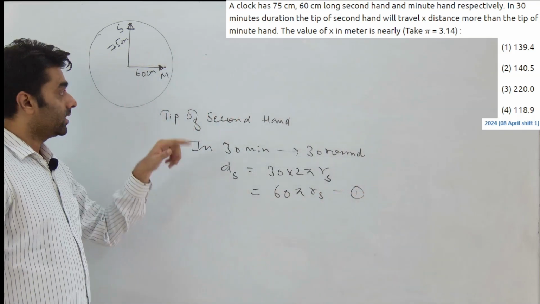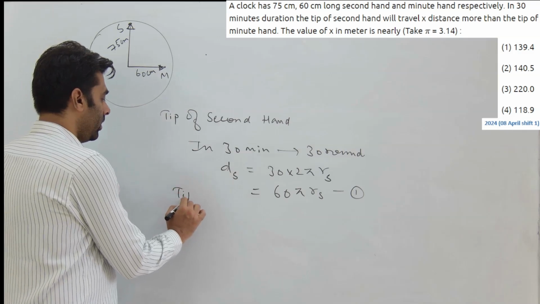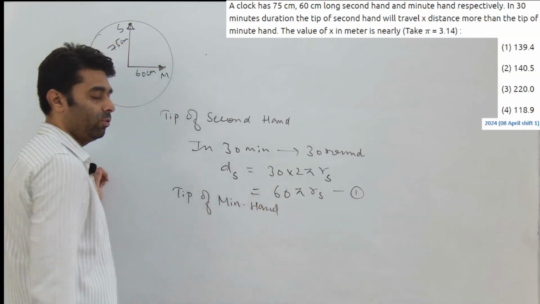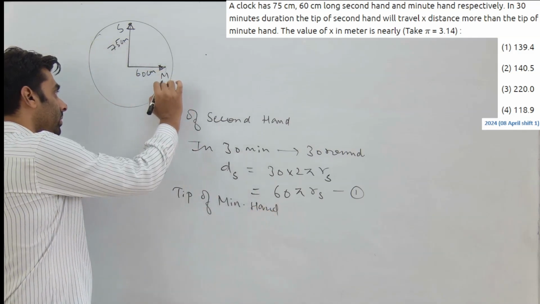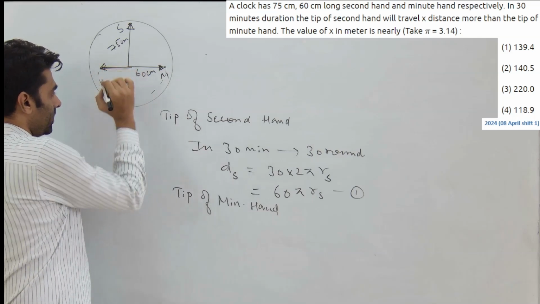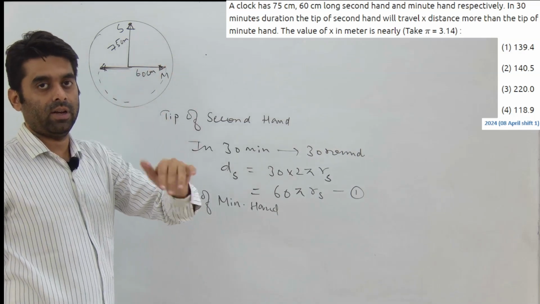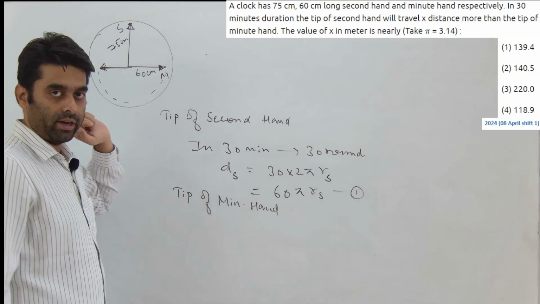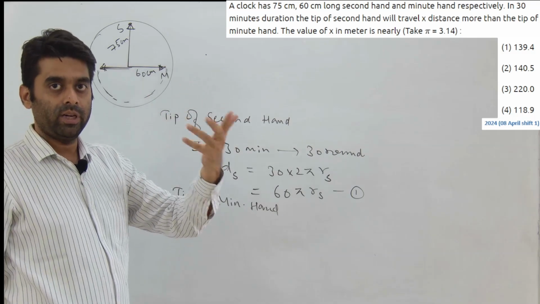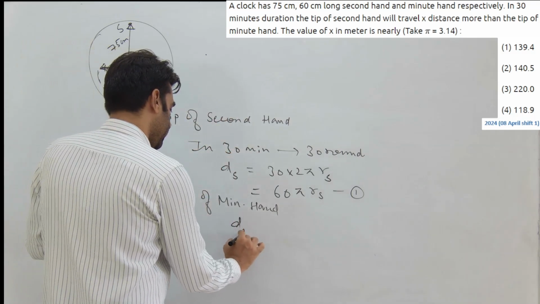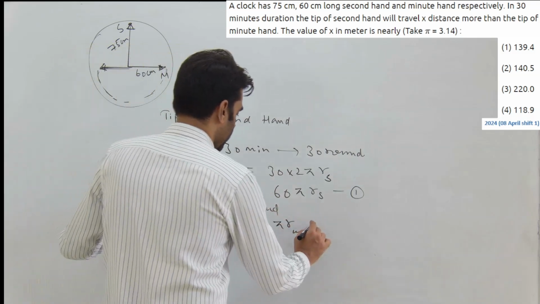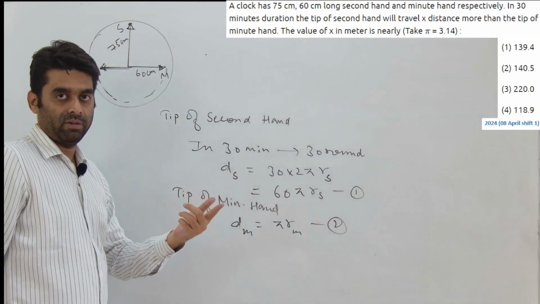Fine, well and good. Next, let's talk about the tip of the minute hand. If you focus on the tip of the minute hand, in 30 minutes it will come over here. This minute hand will be reaching this position, because in 1 hour it will complete 1 round. So in half an hour, that is 30 minutes, it will go to the opposite end. So how much distance has it traveled? The distance it has traveled is 2 pi r by 2, that is pi r. So the distance traveled by the minute hand tip is pi into r of the minute hand, which is equation number 2. The difference between them they have given as x. Let's solve it.